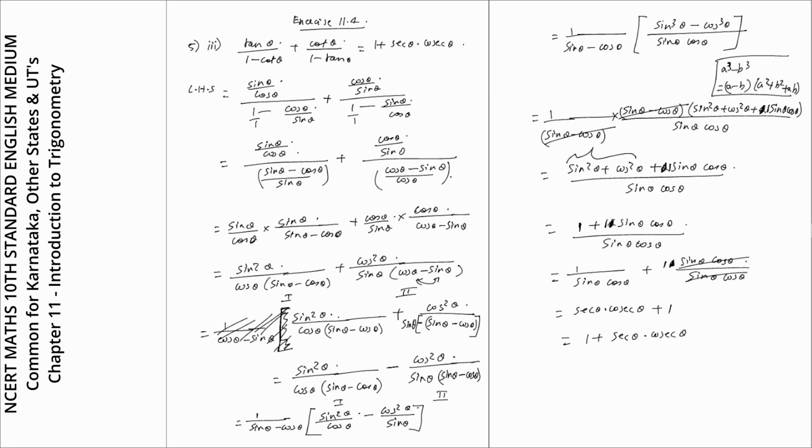Expansion of a cube minus b cube is equal to a minus b into a square plus b square plus ab. Therefore sin cube theta minus cos cube theta is sin theta minus cos theta into sin square theta plus cos square theta plus sin theta cos theta.